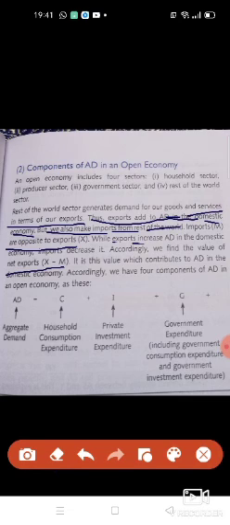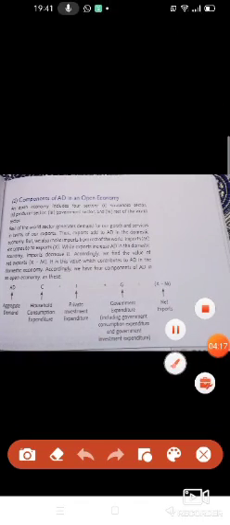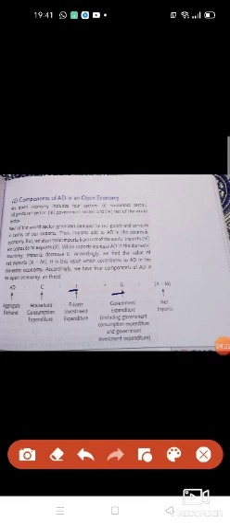See the formula of AD. AD equals C, that is household consumption, plus I, private investment, plus G, that is government expenditure, plus X minus M, that is net exports.